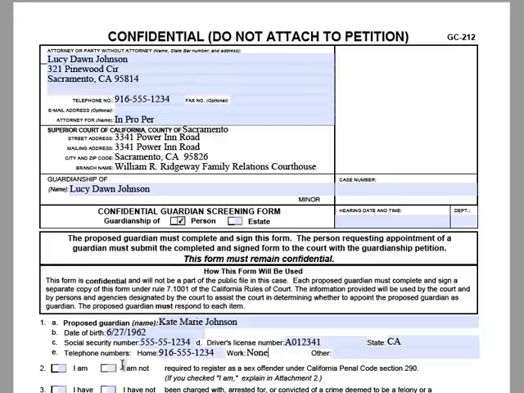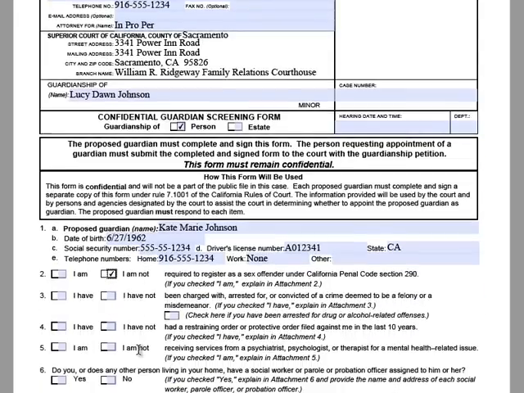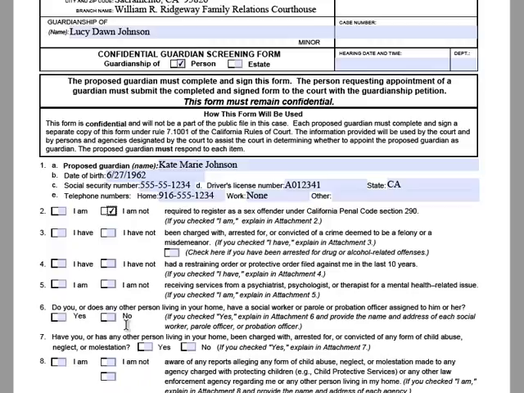In the next section, items 2 through 19 are a series of checkboxes that, when checked, form a sentence. To each, you would check the box that makes the truthful sentence. So, for example, the first one says either I am or I am not required to register as a sex offender under California Penal Code Section 290. No, I don't have to. So the I am not box is checked. If for any reason you have to check the yes, I have, or I am boxes, you would need to attach an explanation so that the court can consider why it shouldn't disqualify you from being a guardian.